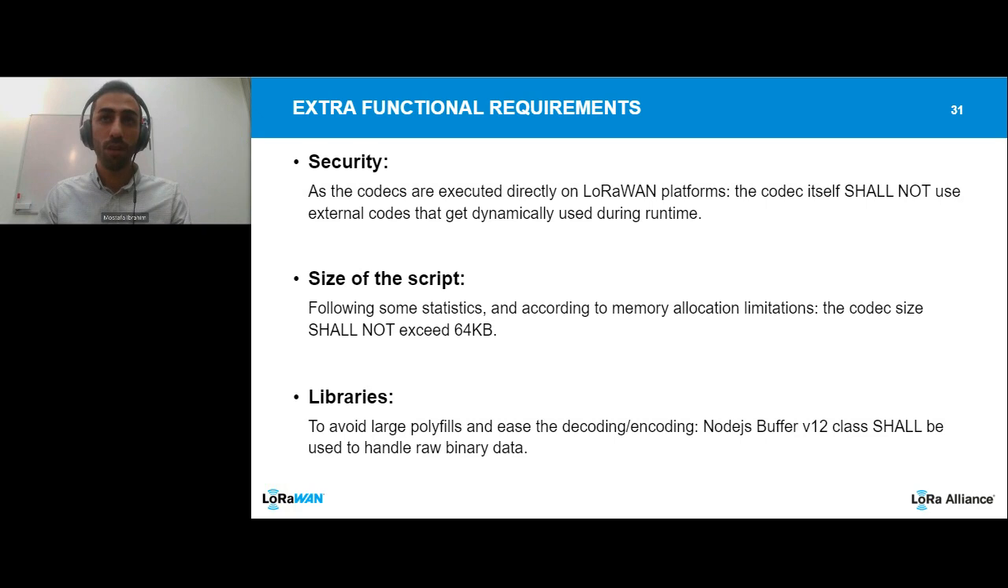Regarding libraries, some predefined libraries should be defined, but we have started with one library, and this can be improved in future versions of this specification. We have started with the Node.js Buffer, version 12, in order to handle raw binary data. This is really useful to avoid any large polyfills, and it also helps to not increase the codec size more and more for nothing.